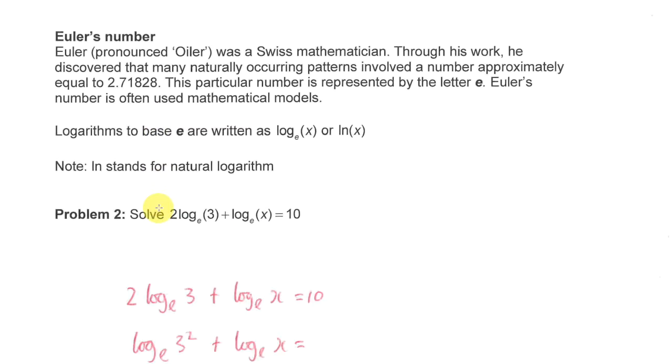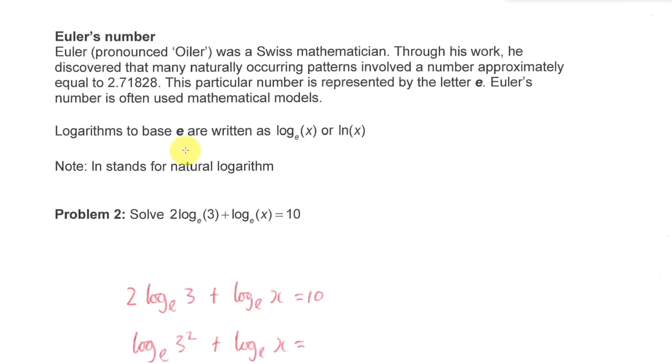Just a little reminder here about Euler's number. Euler was a Swiss mathematician, and he found that there was this recurring ratio or pattern that kept occurring, and he referred to that as Euler's number, approximately equal to 2.71. So it's the same kind of thing as pi. You know, pi is approximately equal to 3.142, and so on. Euler's number is approximately equal to 2.71.